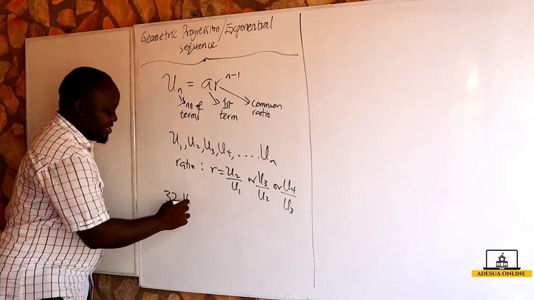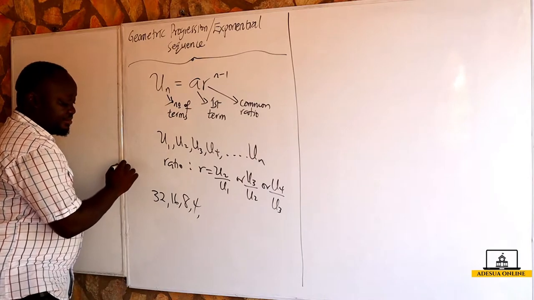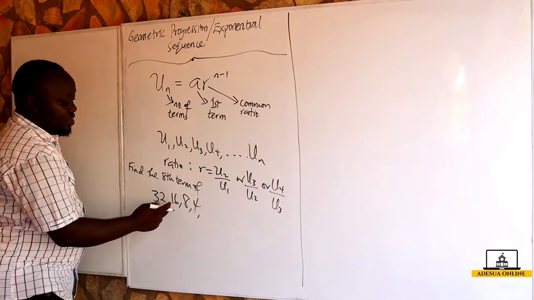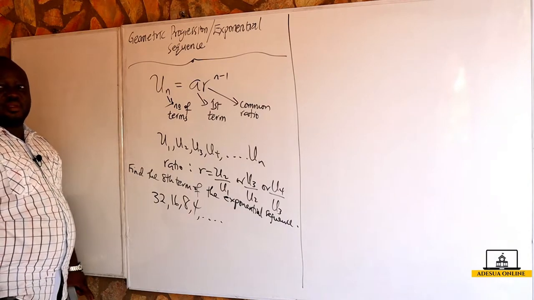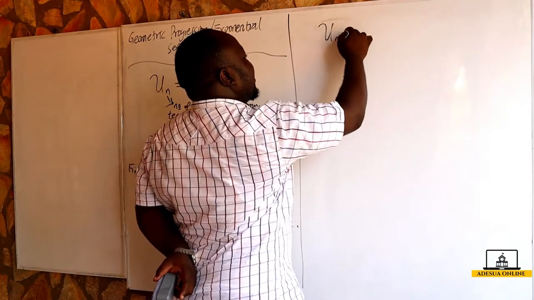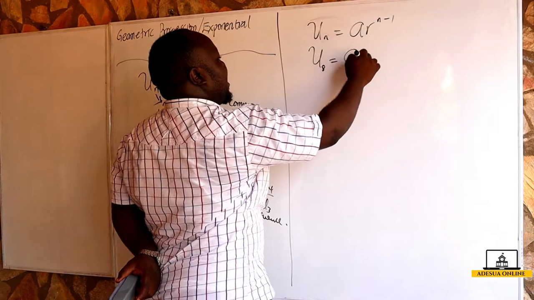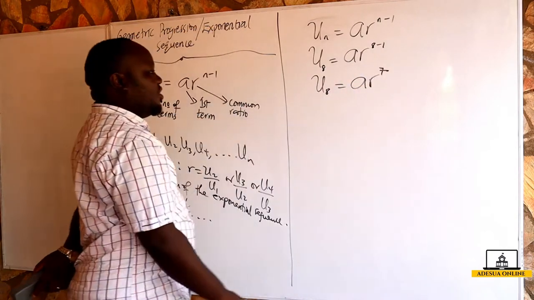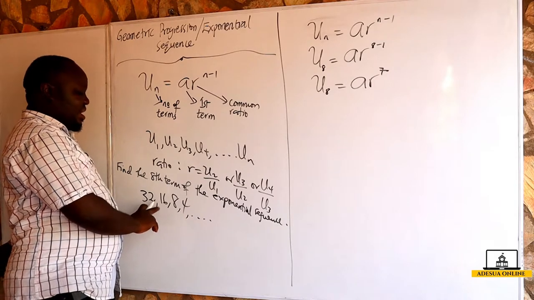if I have 32, 16, 8, 4, find the eighth term of the exponential sequence 32, 16, 8, and 4. So, our eighth term, u8, is equal to, remember, our nth term is a r to the n minus 1. Since I'm looking for the eighth term, u8 will equal a r to the 8 minus 1, which is a r to the power 7. This will be the expression we have to get before we put in the values. Now remember, our a is our first term, which is 32, and then our r is our common ratio.